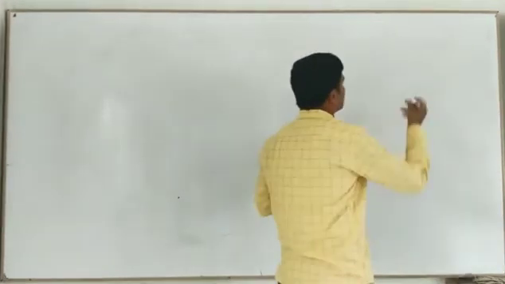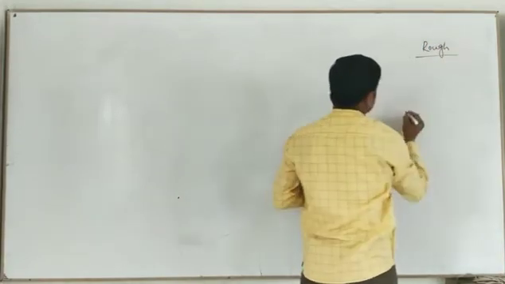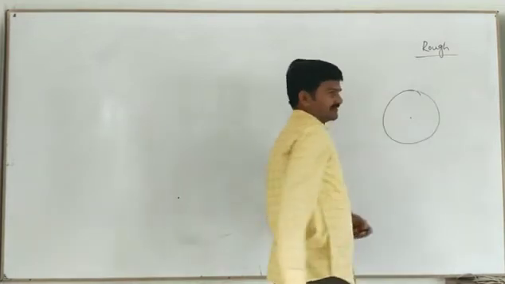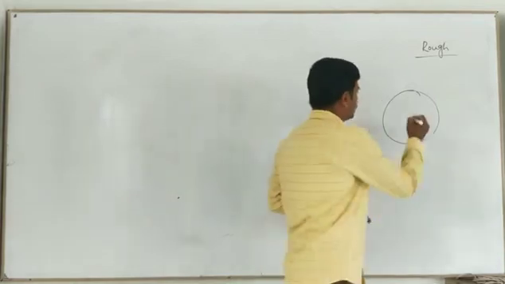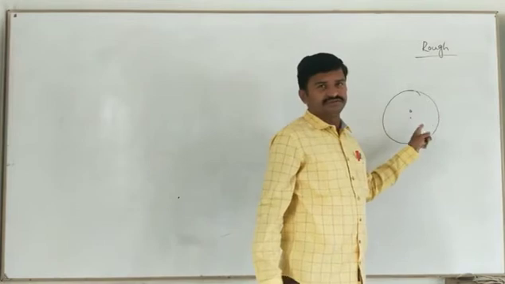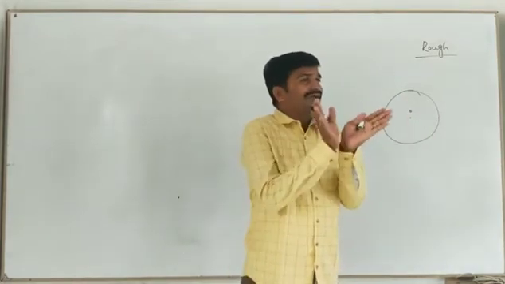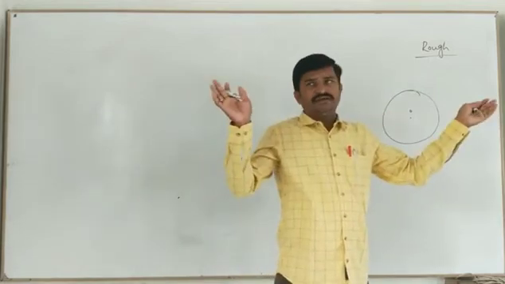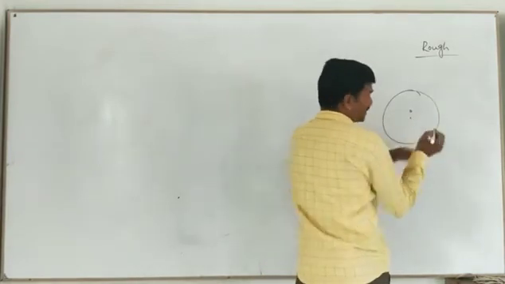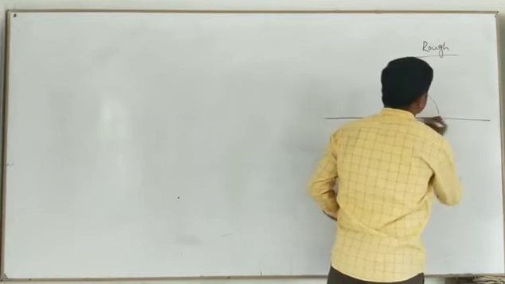Let us take this rough sketch. First he asked to draw one circle like this with radius 3 centimeters. Mark the point, this is O. This radius is 3 centimeters. Then he has to extend the diameter, any one of the diameters. Take the scale like this, you can extend like this. Are you clear?